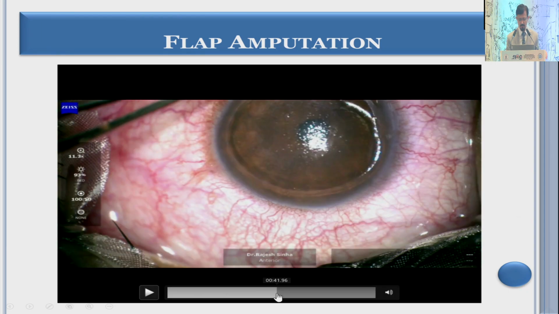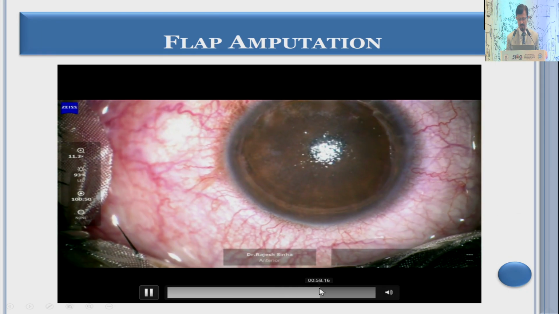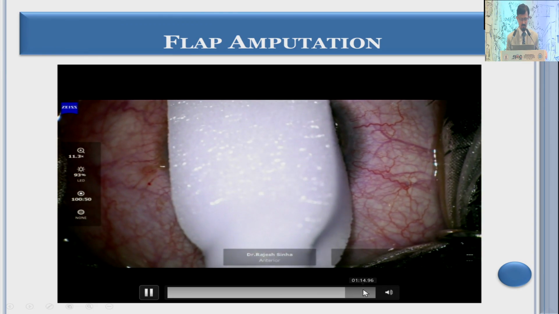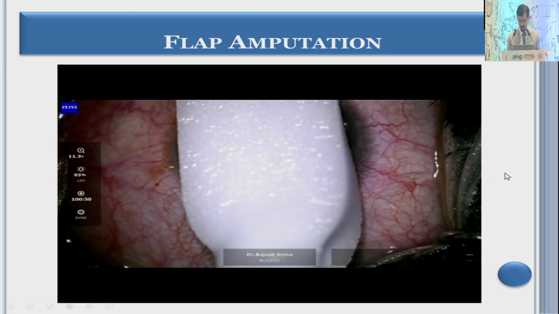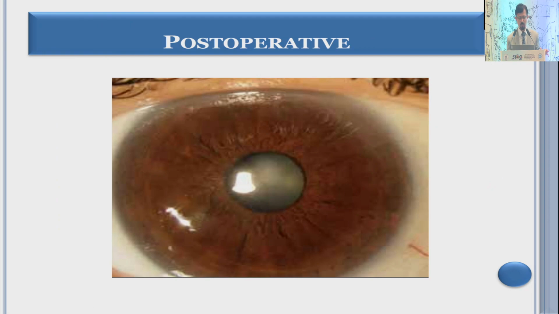So you do a flap amputation, and I'll just move fast because of paucity of time, and then use mitomycin C. And this is the post-op picture. It's clear, and the patient has plus 0.75 diopter sphere and plus 0.75 diopter cylinder, and he is 6'6".